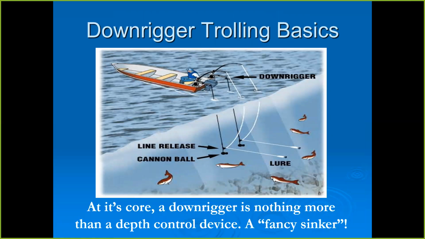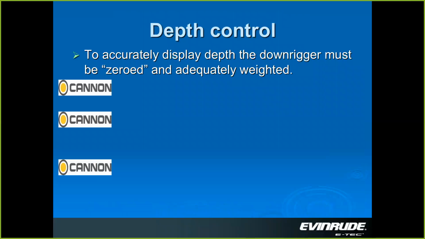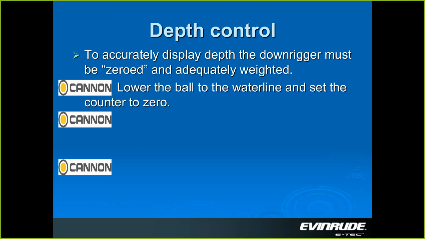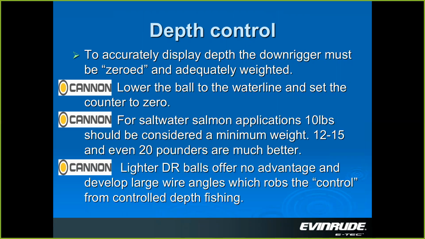And the best way to do that is with a controlled depth fishing method, that is downrigger trolling. Downriggers do a great job, but they're only as accurate as you have them calibrated. So what I want you to do is lower that ball to the water line and put the counter to 0. We need to agree that 10 pounds for a downrigger ball should be a practical minimum for saltwater applications. I run 12s and 15s, and even 20 pounds is better. Lighter downrigger balls offer absolutely no advantage if we're talking about electric downriggers. And if we're not, we need to have a different conversation.